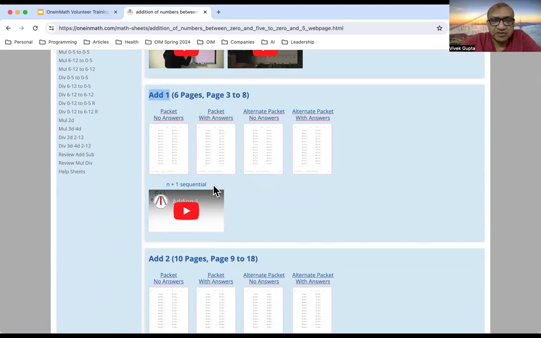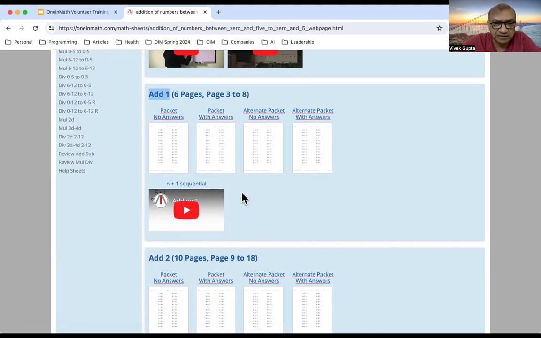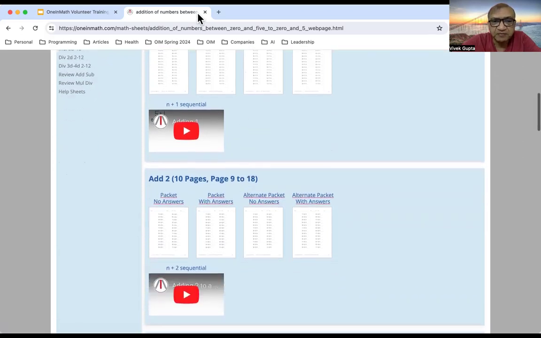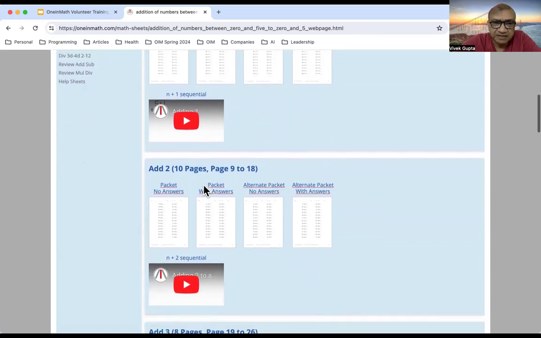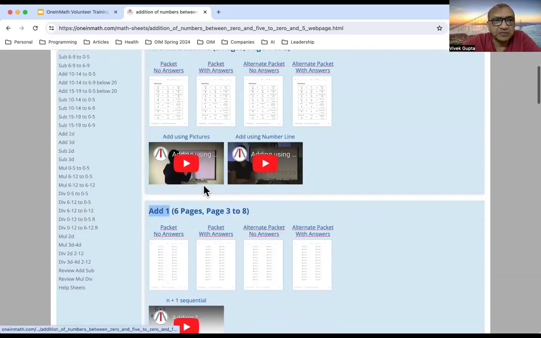Sometimes you would also see a video associated with this packet to give instructions. Usually, this is for the parents to work with the student, if they want to review the video. You can review it if you want, but the packets are pretty straightforward, so you should be able to do it just with the packet and the instructions. Every packet is numbered, so the basic concept is really very simple.